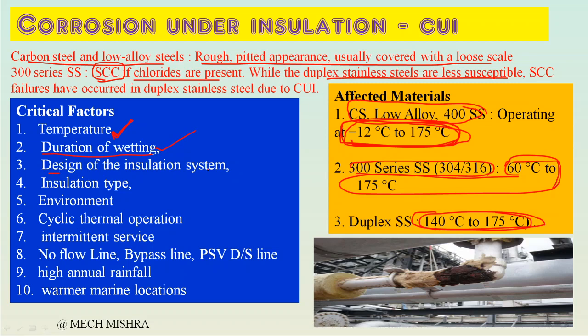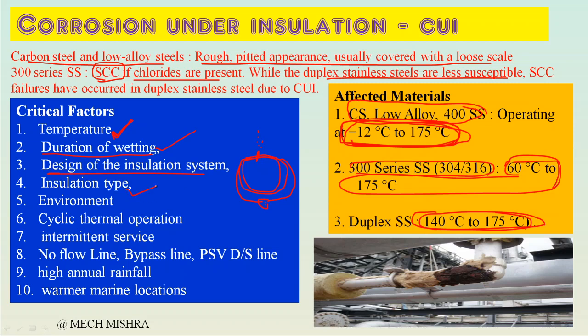Design of the insulation system. If it is my pipe and I have given the cladding with the joint here on the top, then the chances of water ingress will be high. But if I give the joint of this cladding sheet here, then the chances of water ingress will be less. So design of the insulation system is very important: what insulation we are using, which type of insulation, and how we are designing it to avoid moisture ingress or keep it to a minimum. That is very important in CUI.